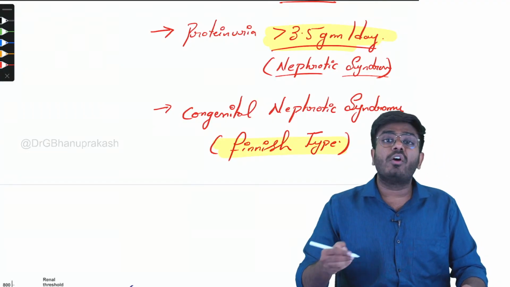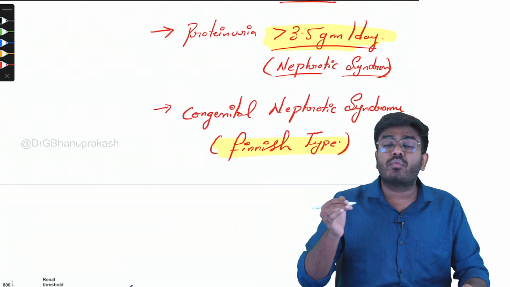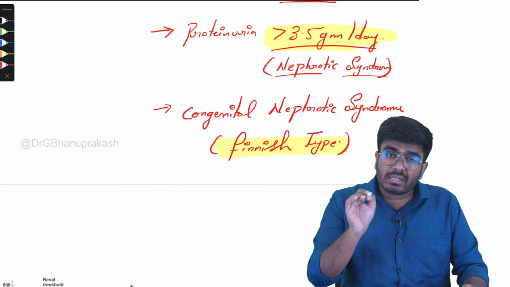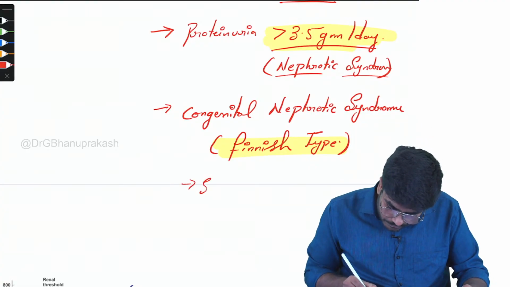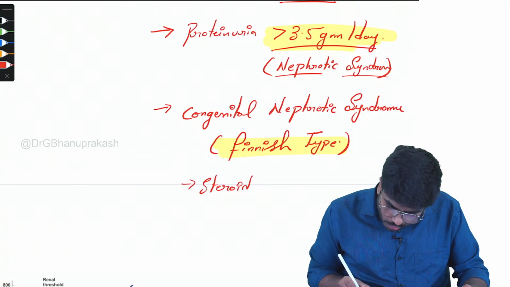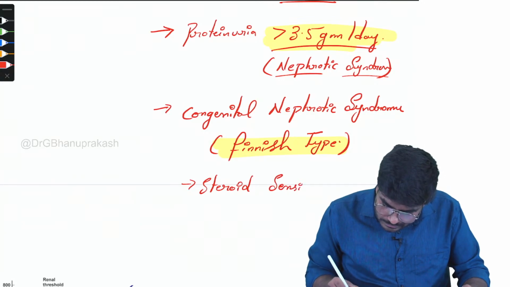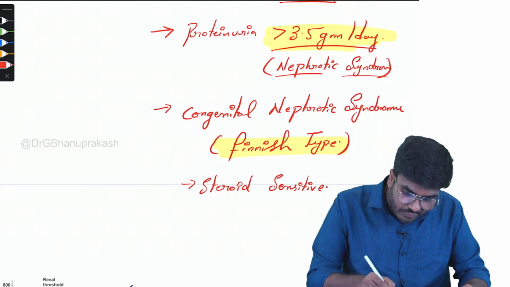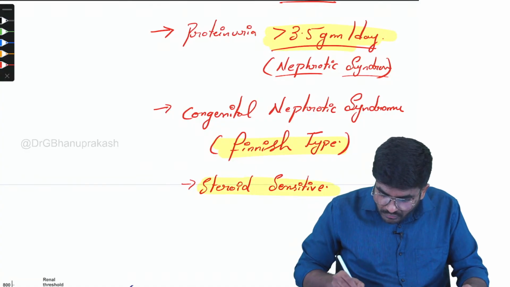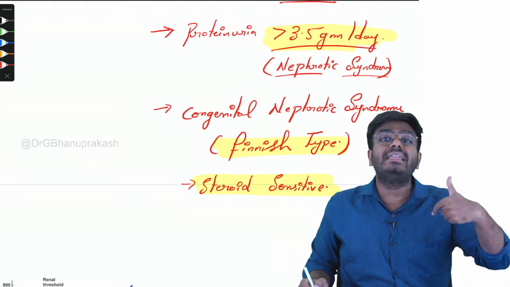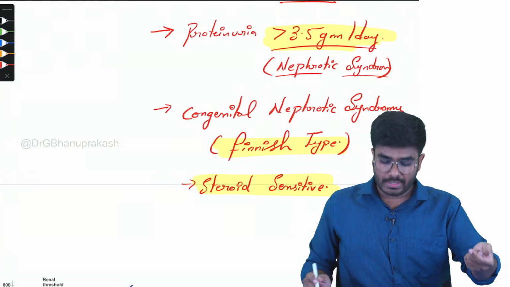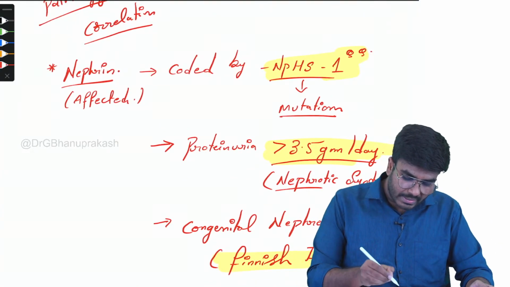Finnish type of nephrotic syndrome, or congenital nephrotic syndrome, which is steroid sensitive. Okay, this is a very, very important point. Now this type of nephrotic syndrome is steroid sensitive, which means with the steroids you can treat this condition better. Okay, so a very important point is nephrin.